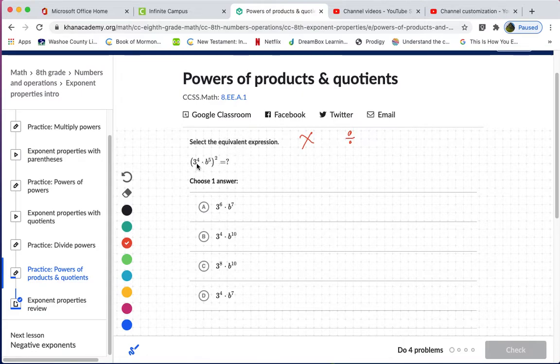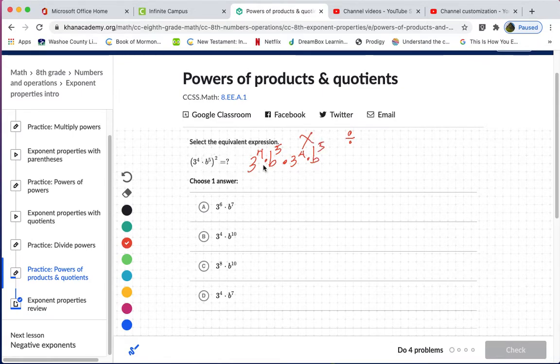Okay, so 3 to the 4th times b to the 5th. If this was the same base, if this was 3 to the 5th, we could combine those. But because they're different bases, we can't combine those, so we can't do our normal adding of exponents. But this is 3 to the 4th times b to the 5th, raised to the 2nd power. So we could rewrite this as 3 to the 4th times b to the 5th times 3 to the 4th times b to the 5th. That's what that exponent of 2 means, right?